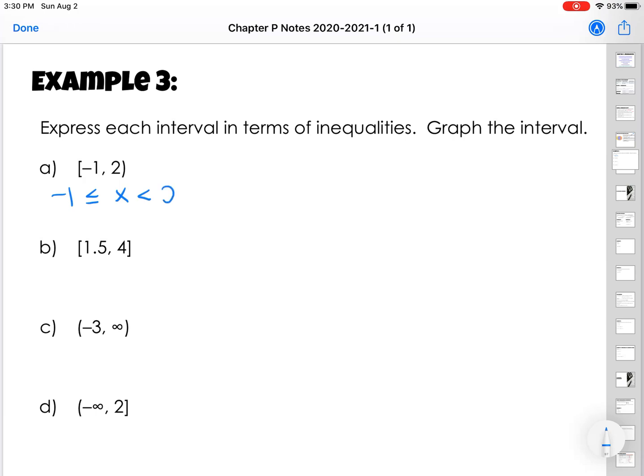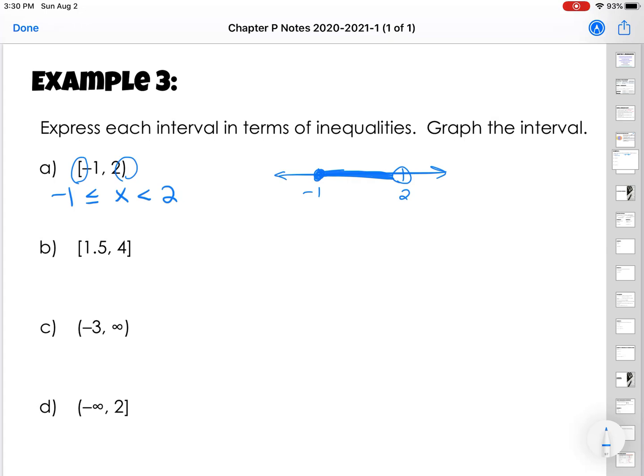We're between -1 and 2. So this means we include -1, and this means that we do not include 2. So when we go to graph this, we will have a closed circle at -1 because we are including it, and an open circle at +2 because we are not. And we're talking about all the things in between.